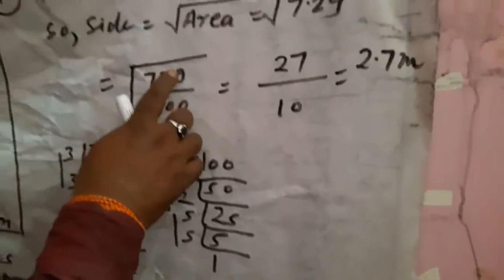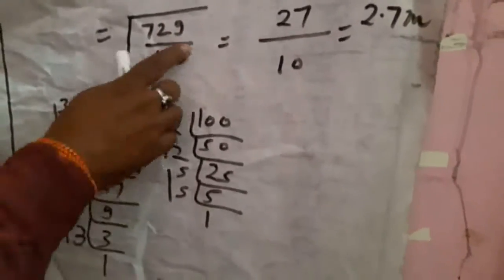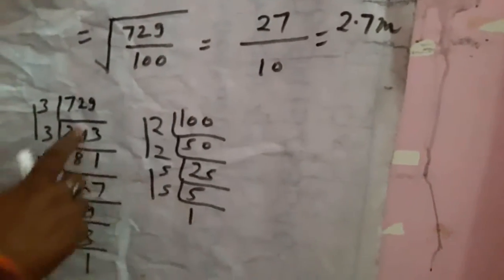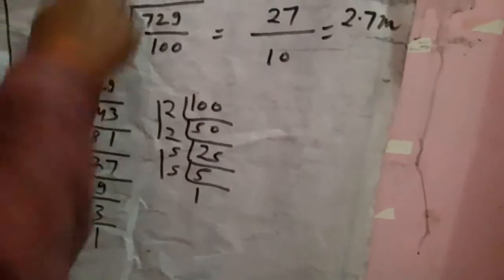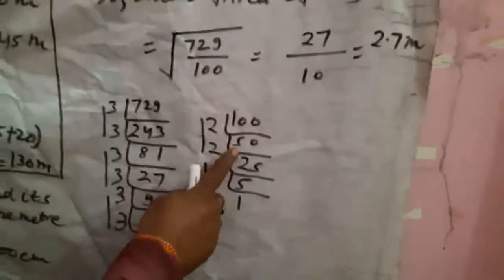What is the square root? This method. And what is the square root of 100? This method. This is part of the question. You have to show this part in your answer also.